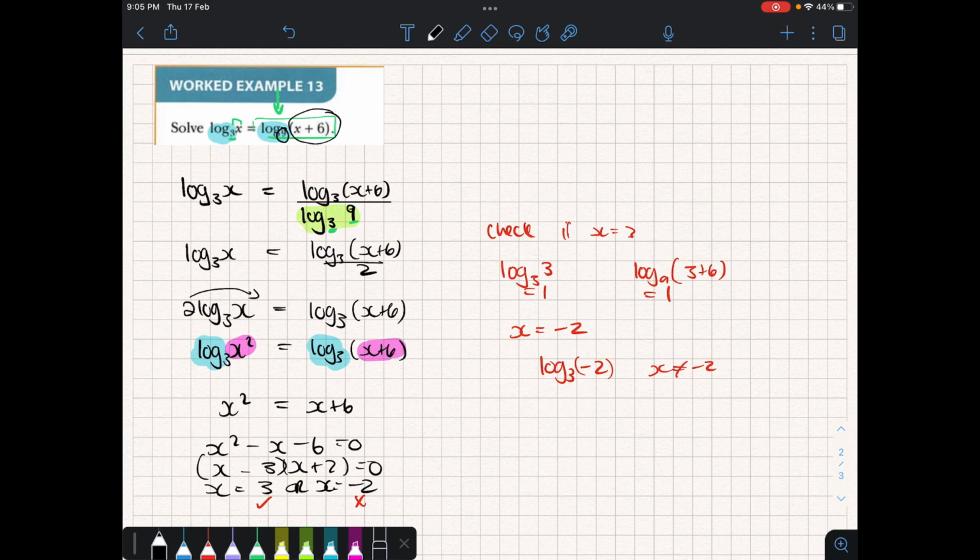By doing plenty of examples, you will pick up on when it's a good idea to change the base of one or both sides of the equation. But also the most important thing is to remember that these are logarithmic equations, and you always need to check your solutions are valid.